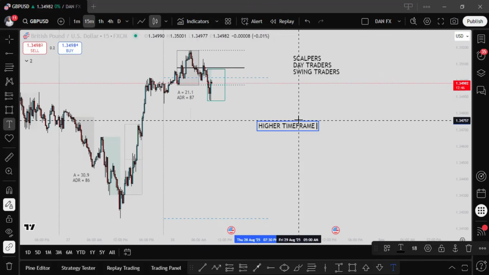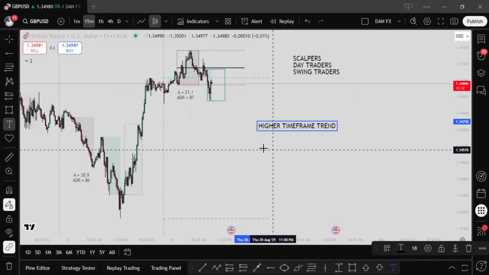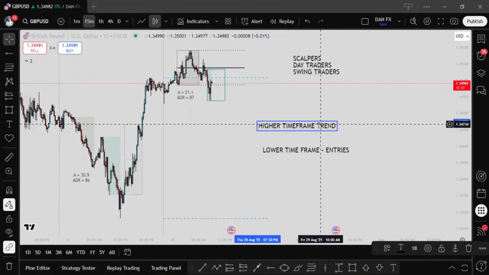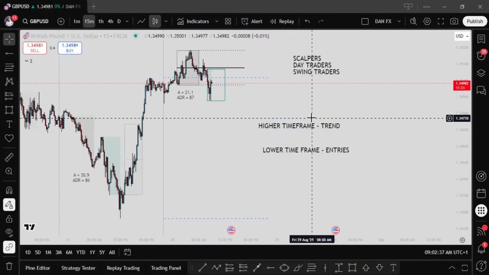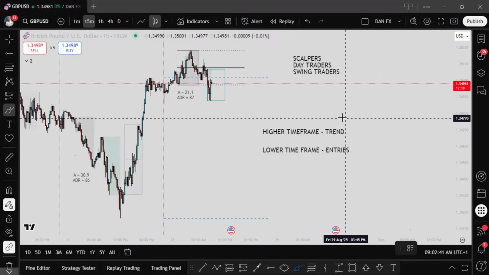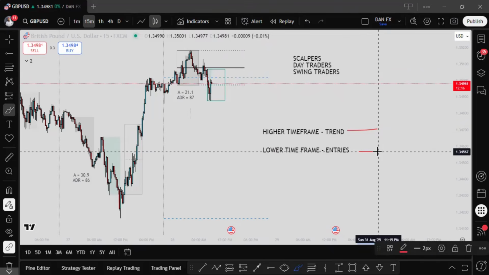So basically, what I'm trying to say is you should have a time frame that you use to identify your trend. It's higher time frame trend or whatever. And then you should have your lower time frame, and this would be for entries. Okay, so let's do it like this. The higher time frame is to identify your trend, and then the lower time frame is to look for entries. So you should have one higher time frame and one lower time frame.